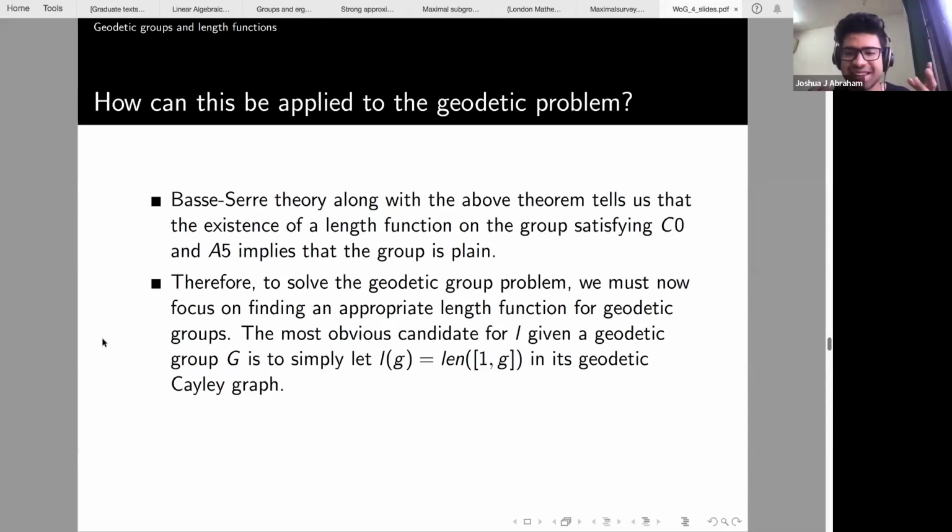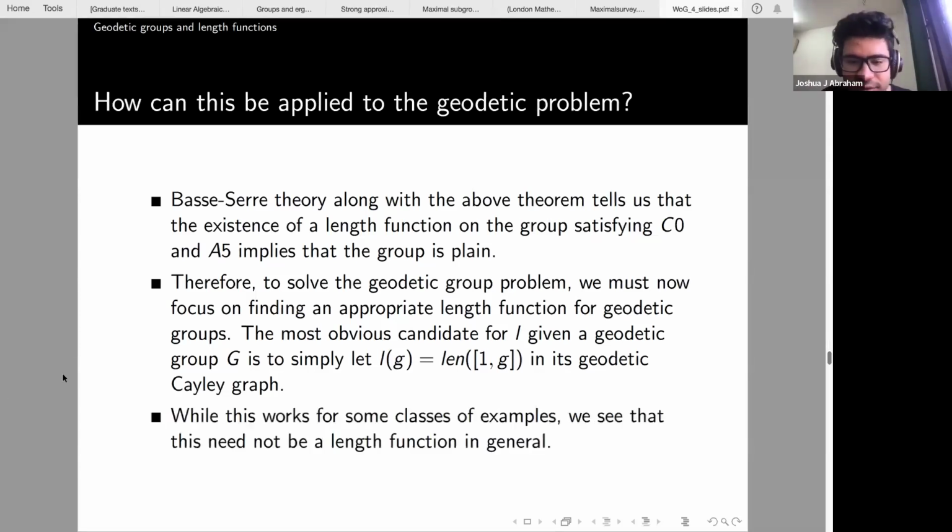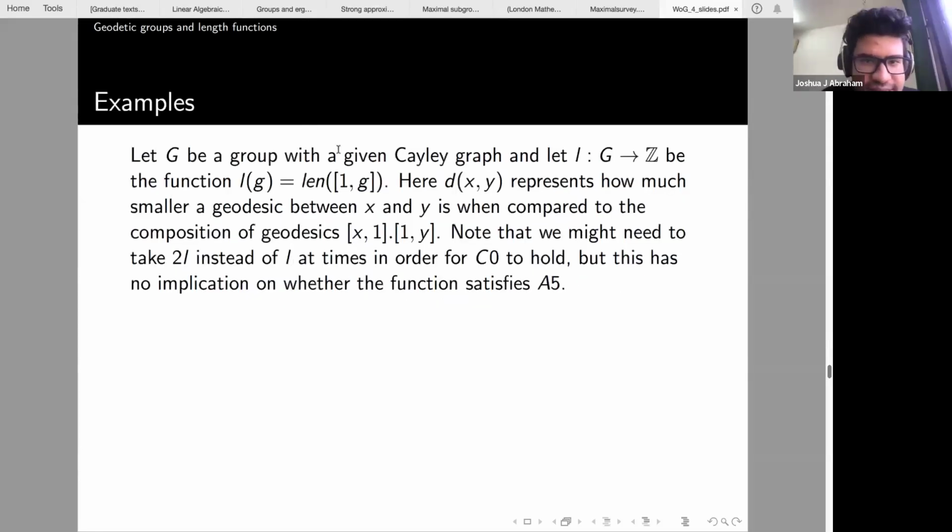So the most obvious candidate for a length function is simply to look at the Cayley graph and define the length of the element G to be the distance of 1 to the element G. So this is a function even for non-geodetic Cayley graphs, but then it turns out that this is not a length function for geodetic graphs in general. It's a length function for many classes of geodetic graphs, but we're going to see that it need not be a length function. So this is the setting we are working in.